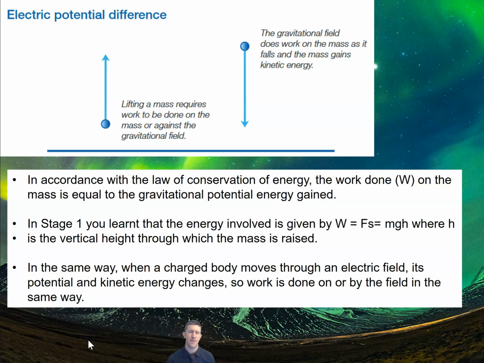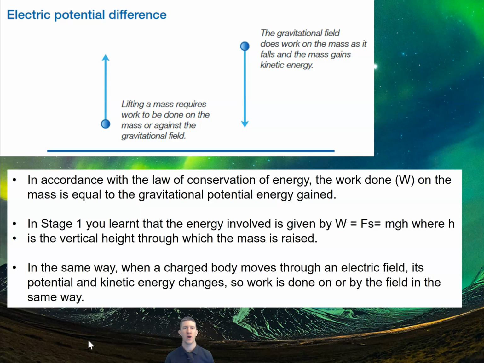When we've talked about potential previously in terms of gravitational potential, we know that lifting a mass requires work to be done on the mass or against the gravitational field. So in order for you to lift a ball up and give it potential energy, you've done work on the ball or you've done work against the gravitational field. If it's falling, once you've let go of it, the gravitational field is then doing the work on the object, and that's why it gains kinetic energy. So this gain of potential and kinetic is by the work being done on the object or by the object, or on the system and by the system.